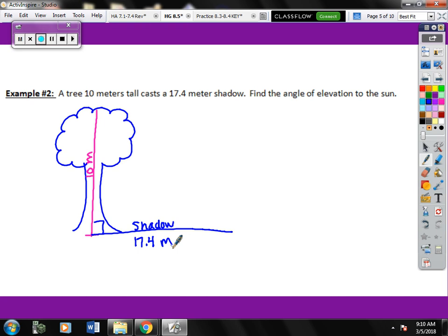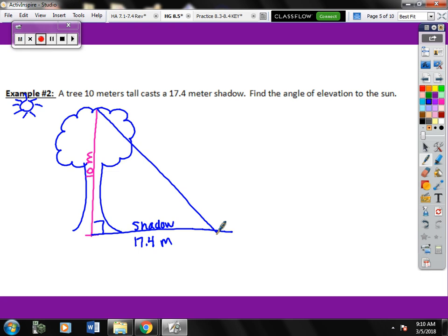Find the angle of elevation to the sun. Now we're assuming that the sun is somewhere over here because in order for the shadow to fall on this side, the sun has to be on the opposite side. Therefore, the tree is blocking some sunlight, creating a shadow. Okay, so you have the sun kind of like coming down over, creating a, surprise, surprise, right triangle. And we're shocked.